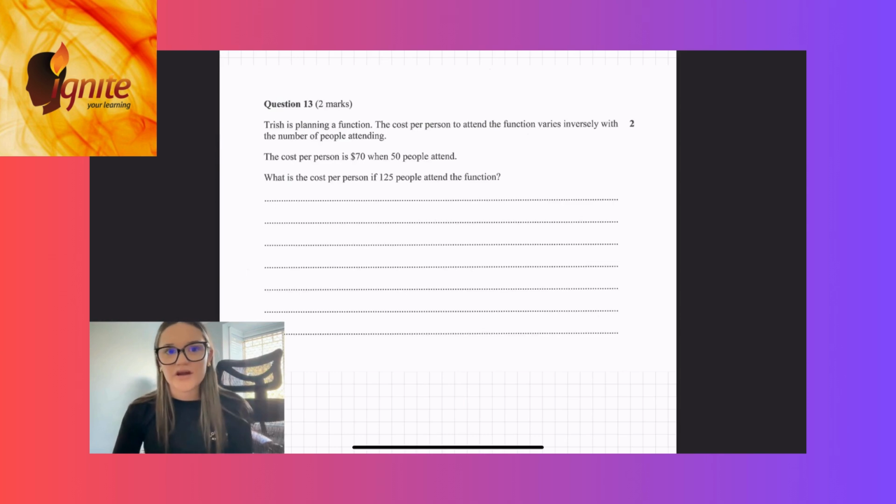Hey guys, today we're going to be going through how to answer direct variation questions in the HSC and trial papers. This is a common module between Math Advanced and Math Standard. Once you follow these steps and see how these questions are set up in the same way, you'll be able to answer any question to do with inverse variation.